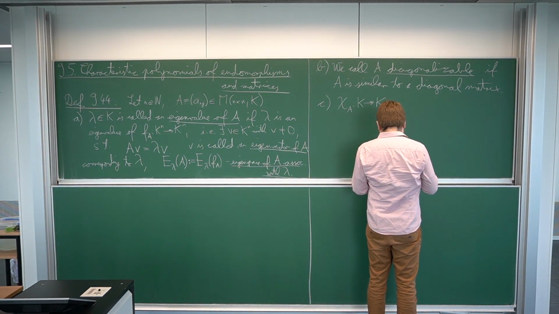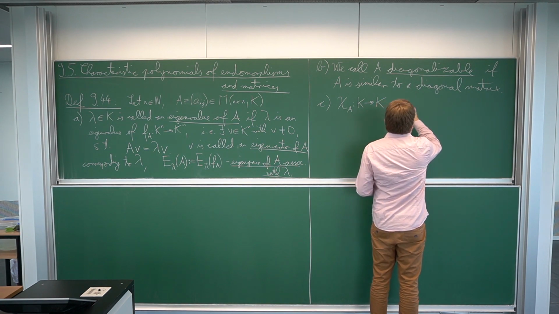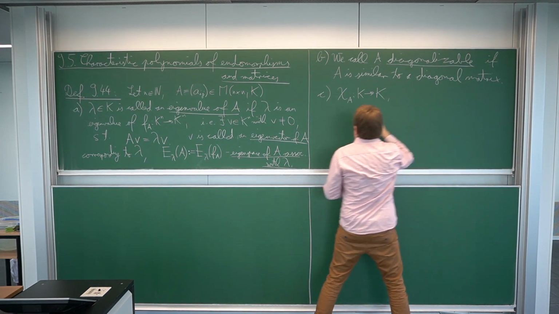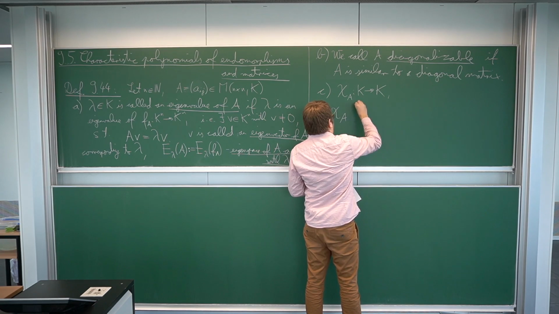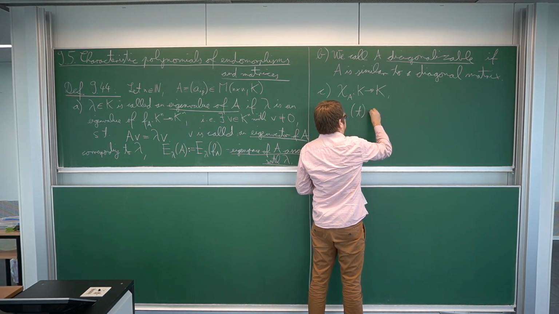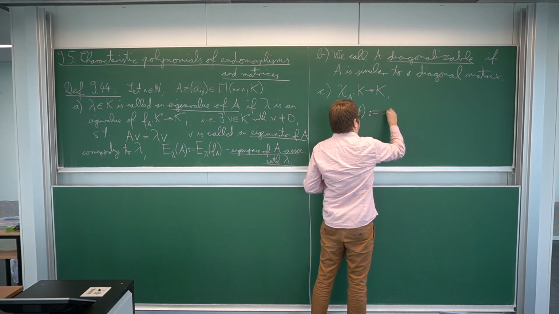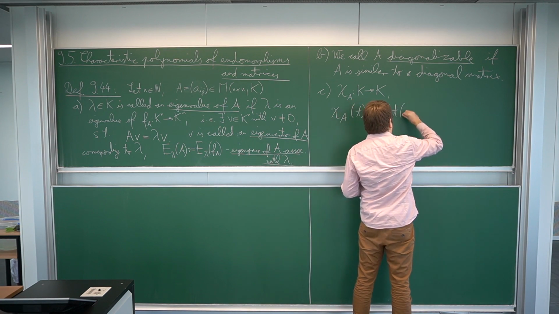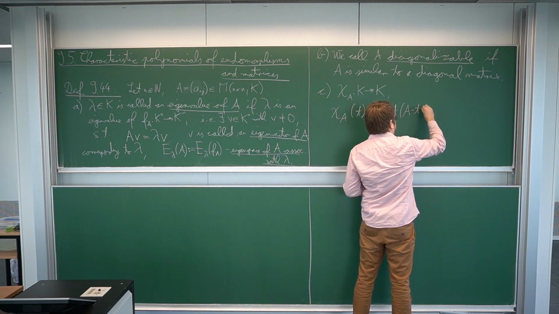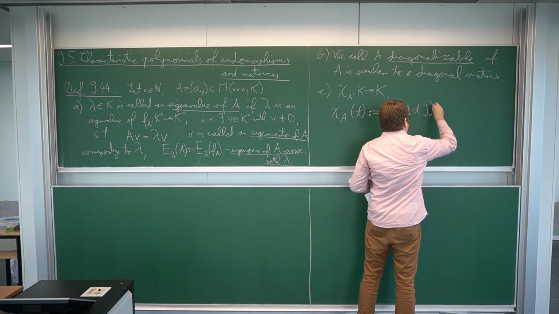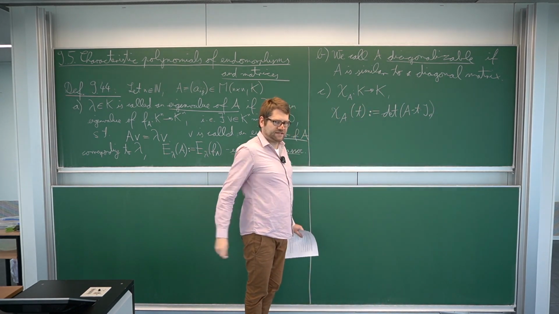But first of all, we just take a function which is defined straight away, namely chi A of t is defined as the determinant of A minus t times the identity matrix. So the identity matrix of size n.